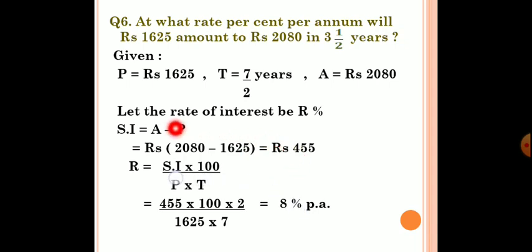In the question, we have to find the rate of interest. So let the rate of interest be R percent. The formula for rate of interest is simple interest, that is SI, into 100 divided by P into T. So my SI is 455 into 100 divided by principal, that is 1625, into time, that is 7 by 2. The 2 in the denominator will come to the numerator. So now we have 455 into 100 into 2 divided by 1625 into 7. Solving this, we get the answer as 8%. So the rate of interest is equal to 8% per annum.